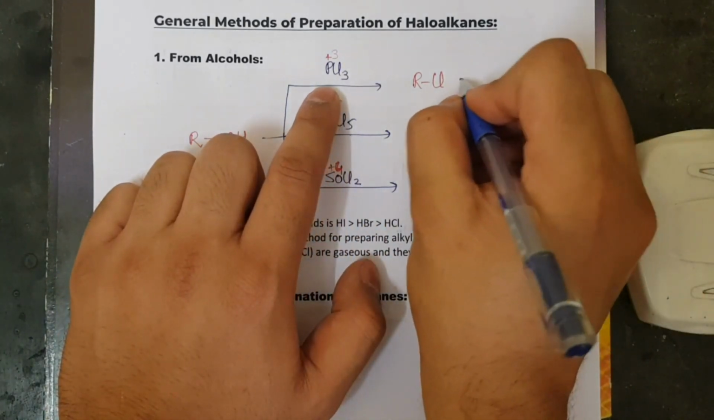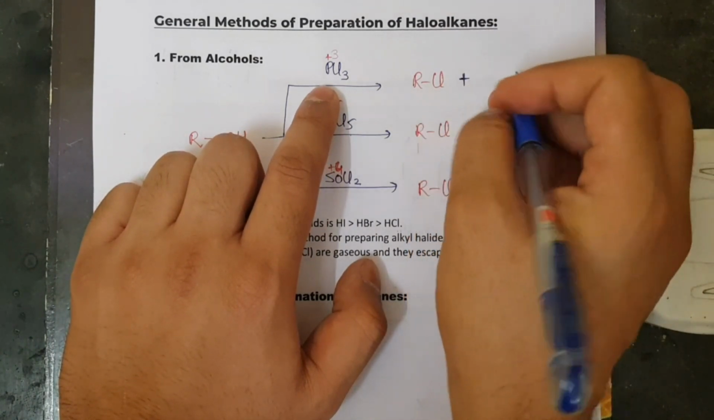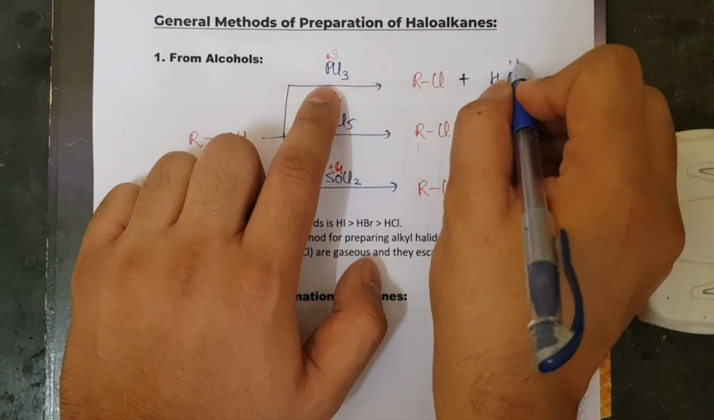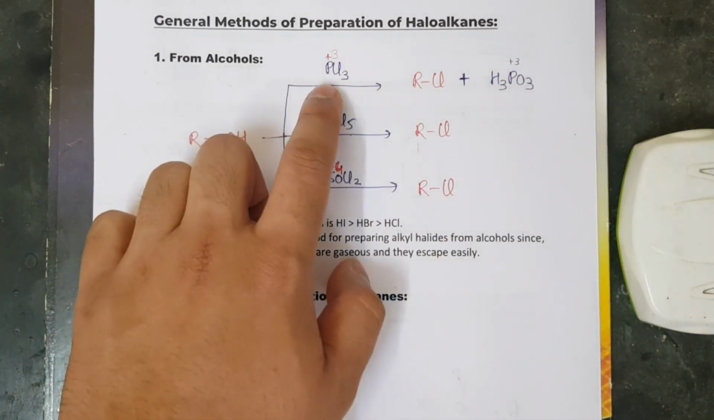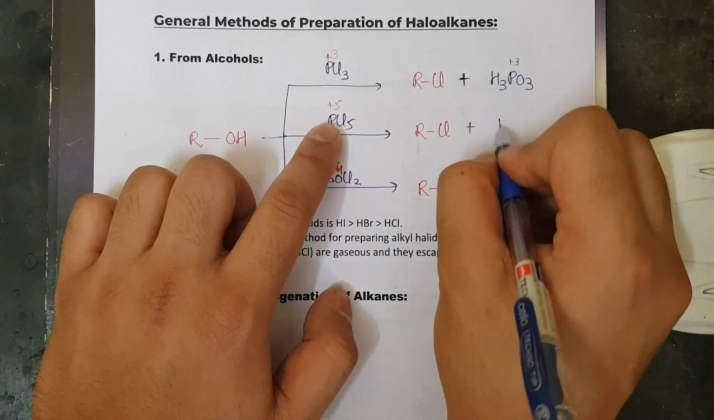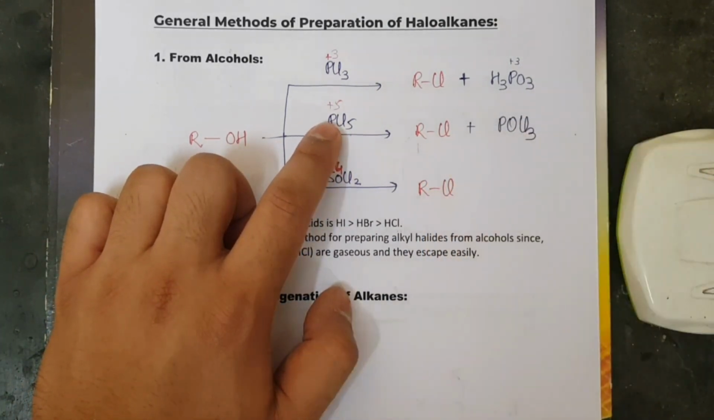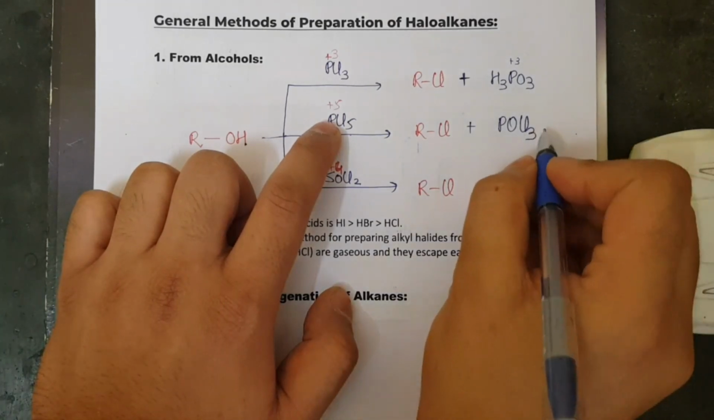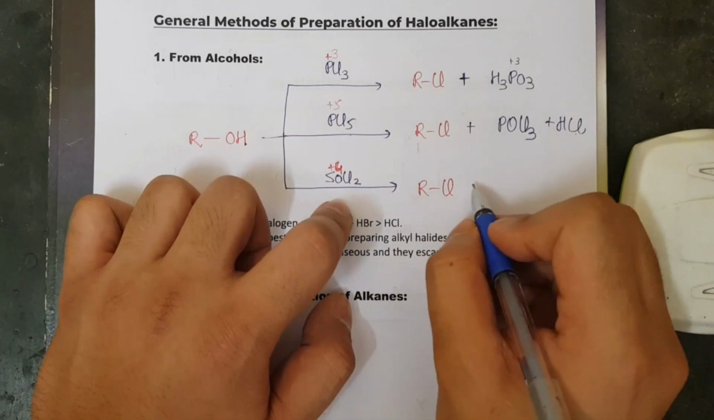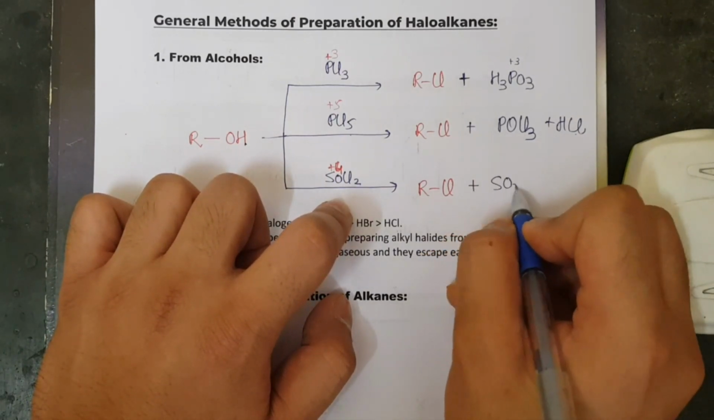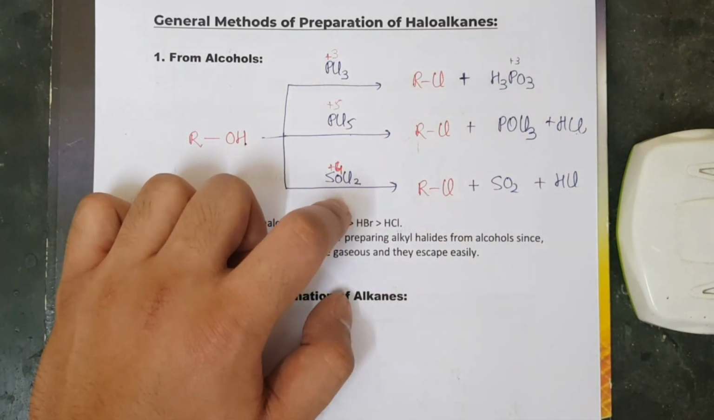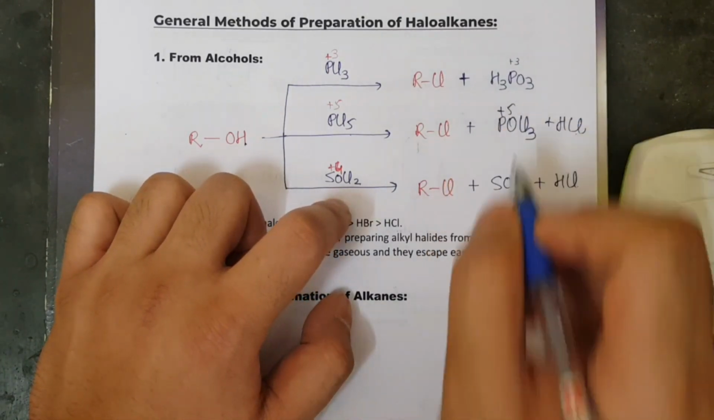With a +3 oxidation state, the final product should also have a +3 oxidation state. So H3PO3 will be formed, which also has a +3 oxidation state. Now here we have a +5 oxidation state. So what will be formed? POCl3 plus HCl gas would also be released. Now in this case we have a +4 oxidation state, so we would have SO2 released and HCl will also be released.